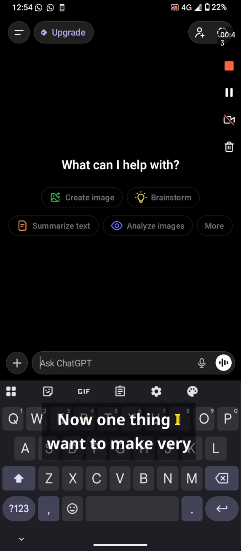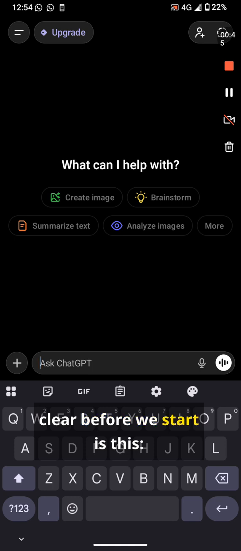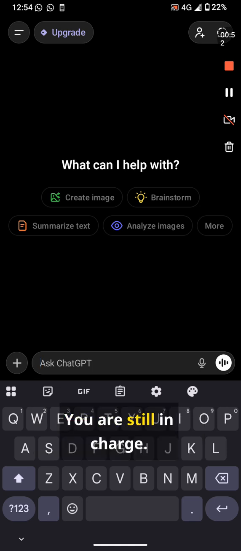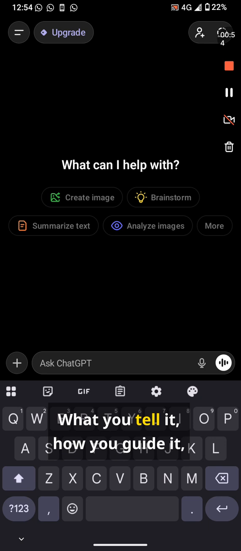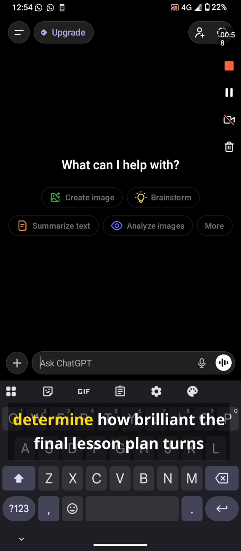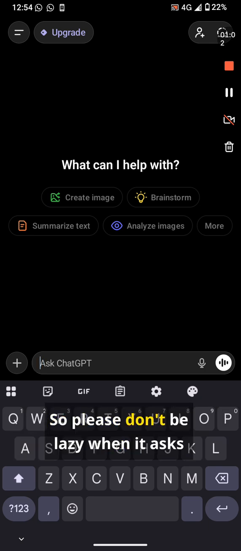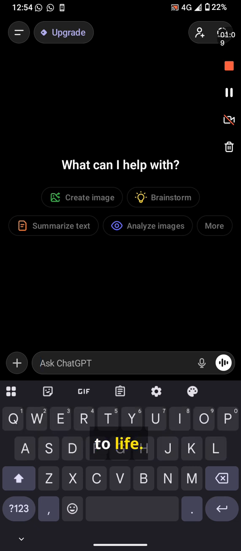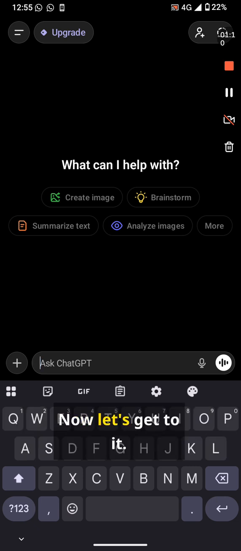Now, one thing I want to make very clear before we start is this. ChatGPT is a tool, not the teacher. You are still in charge. What you tell it, how you guide it, and how you respond to its questions will determine how brilliant the final lesson plan turns out. So please don't be lazy when it asks you questions, because that's how your ideas come to life. Now let's get to it.